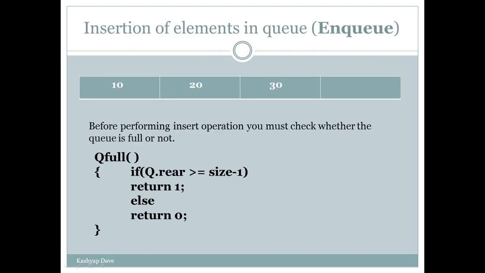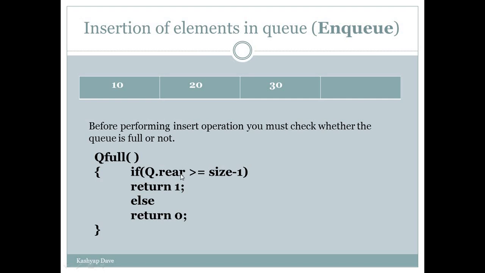Okay, now if we want to insert an element, or perform enqueue operation, here we have 10, 20 and 30 already in it. So before performing insertion or enqueue operation, we have to know whether the queue is full or not. If our queue is full, then we cannot perform our enqueue operation. So queue full operation is here.